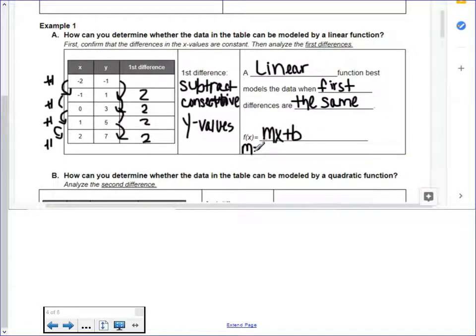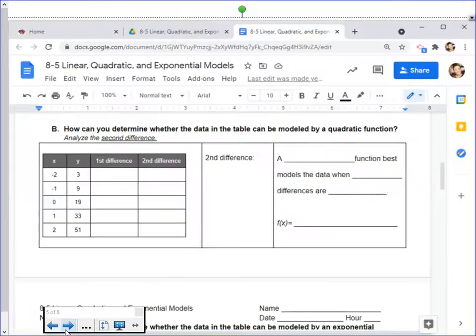And we've talked about this before. This is definitely on the 8th grade MAP test. M stands for slope, and b stands for y-intercept. This is a key concept for 8th grade math, learning how to graph these, learning how to read equations like that, telling me what the slope is, telling me what the y-intercept is, all of that. Now we're on B, so let's move on to that.